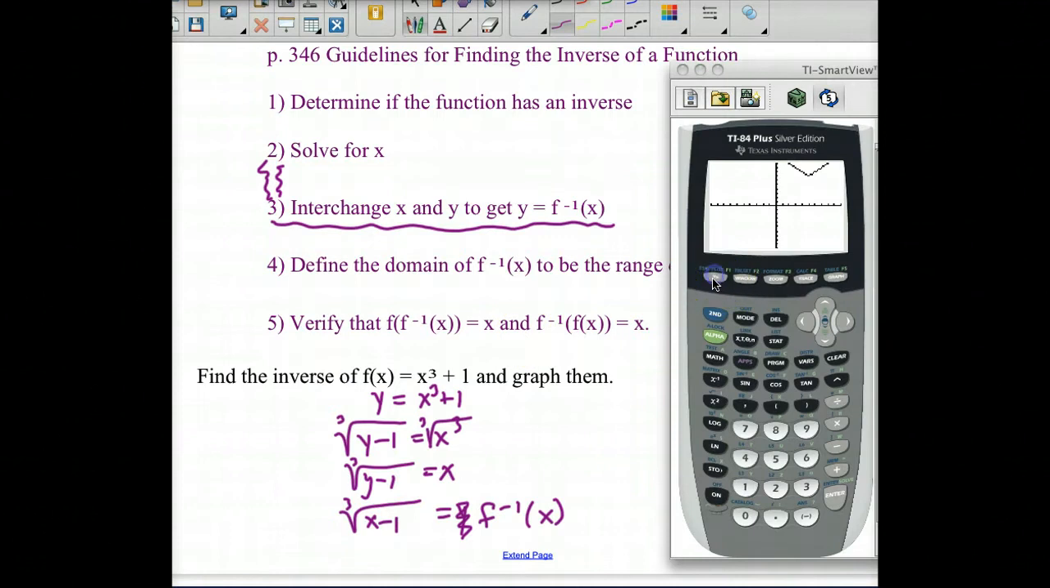Ta-da, here's my graphing calculator. So go to y equals and type in x cubed plus 1. And then in y2, we're going to do the cubed root. Oops, I just need math. Number 4 is my cubed root of the quantity x minus 1. If you don't have the update, you've got to use parentheses around that whole thing. And let's do a zoom 6, because I don't remember what my window was.